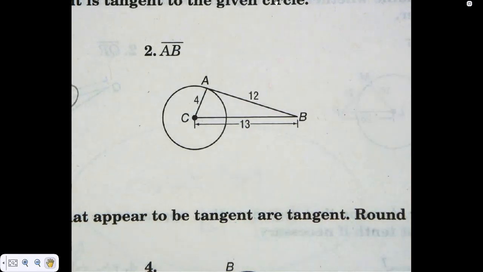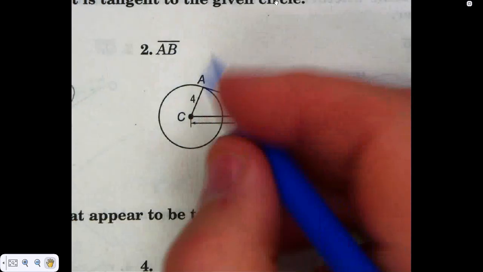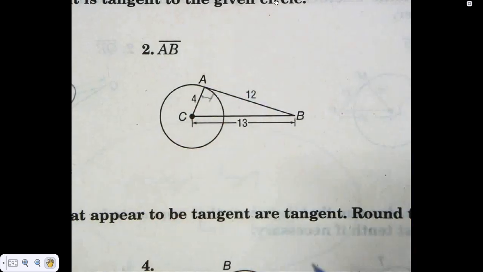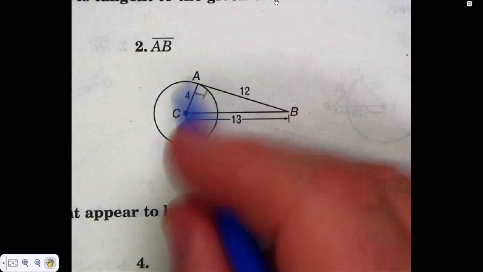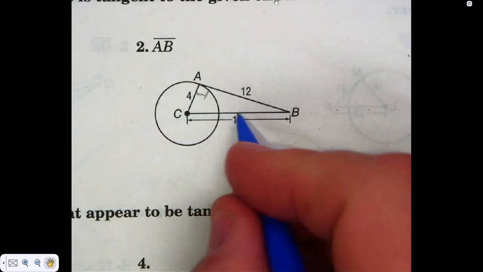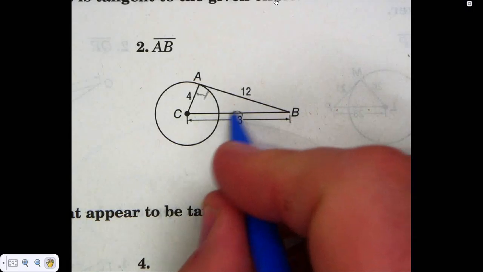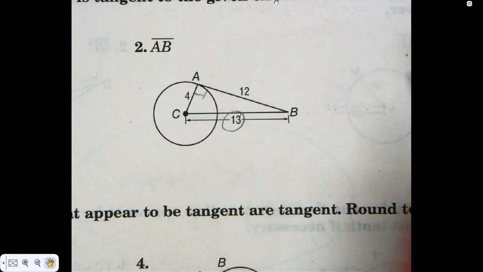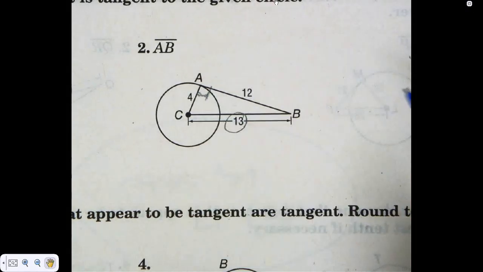Well, is this situation really any different? So in order for me to see whether that's a tangent, I have to see if this is a what? Right angle. And how I can tell that is to see if all of this fits into what? Pythagorean theorem. What's my hypotenuse? 13. It is always the larger of the three.